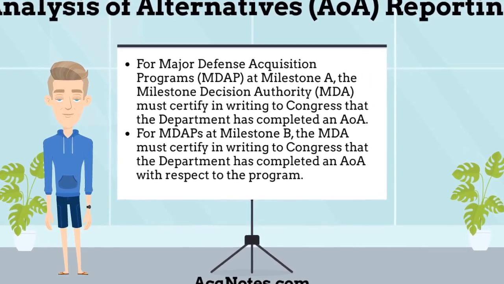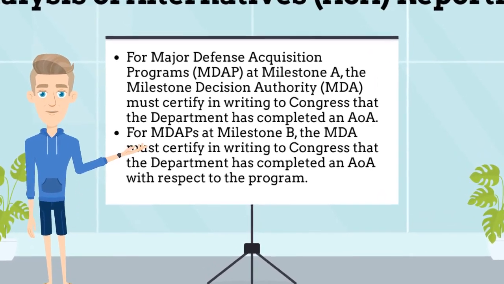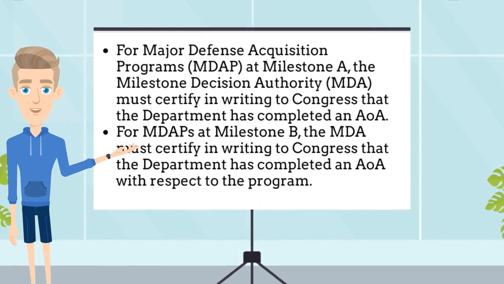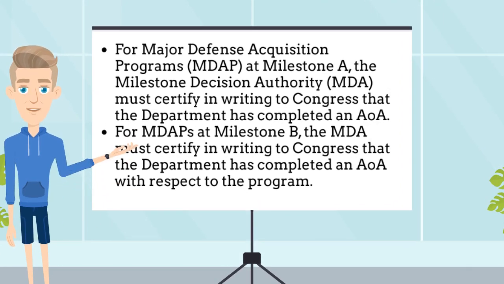What is the analysis of alternatives reporting and certification requirements? For major defense acquisition programs, MDAP, at milestone A, the Milestone Decision Authority must certify in writing to Congress that the department has completed an AoA, consistent with study guidance developed by the Director of Cost Assessment and Program Evaluation. For major defense acquisition programs at milestone B, the Milestone Decision Authority must certify in writing to Congress that the department has completed an AoA, with respect to the program.